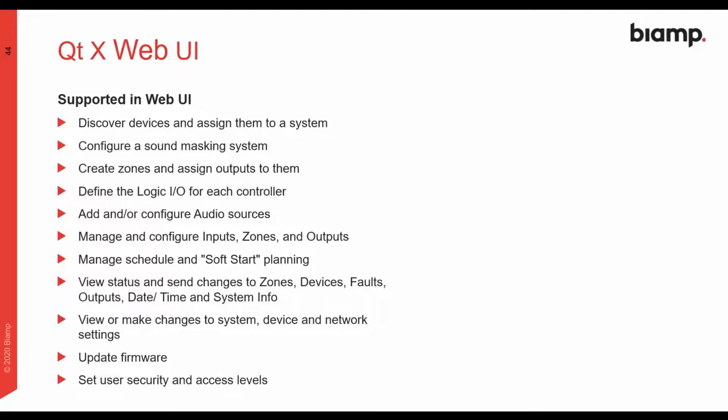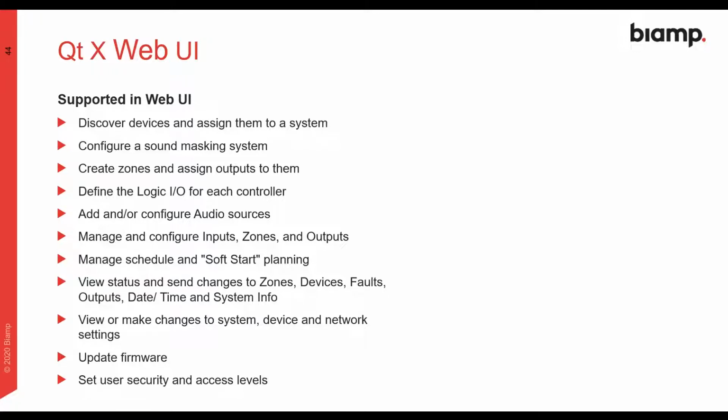So the things that are supported in the web UI, I'm going to just let you look at the list there. We're mainly able to discover the devices and assign them. We can do basic configuration. It's more in a listing view that you see it in the web UI. You can do it. I find that if you get 4 or 5 devices, it's manageable because you have to go between pages to assign zones. When you get to a larger system, the software is a little bit easier to view everything.